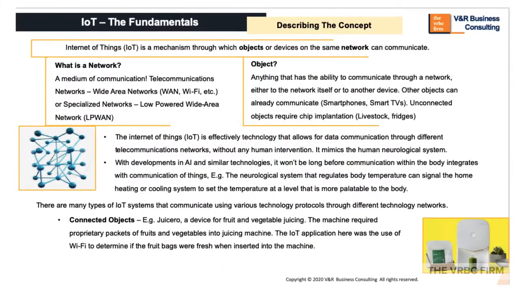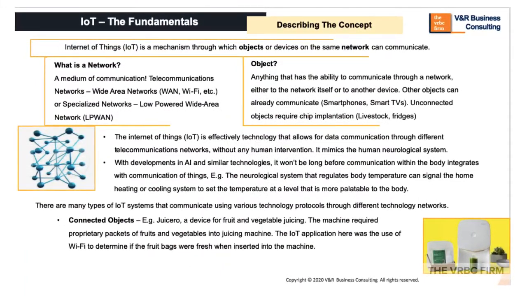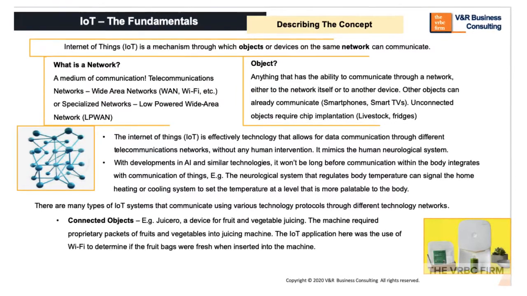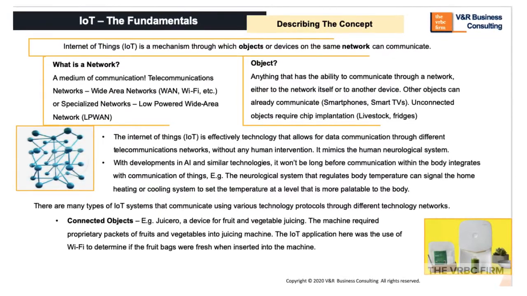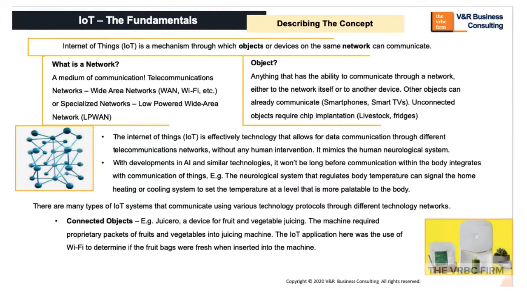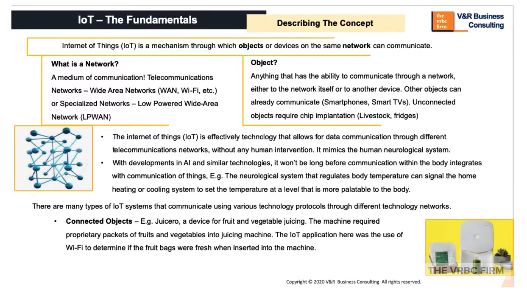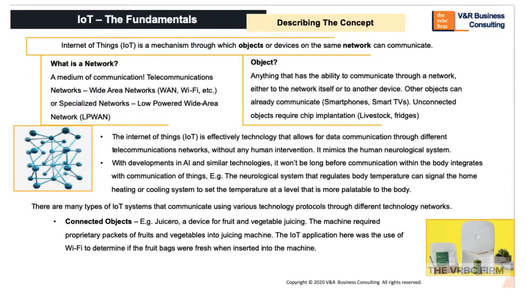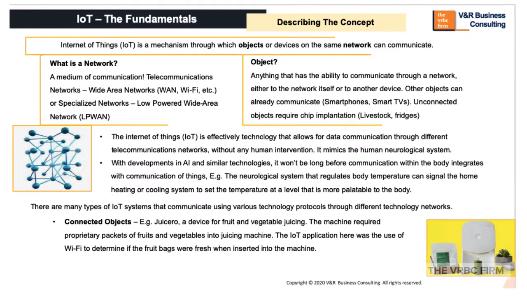Connected objects refer to devices that have a built-in digital communication mechanism. These are typically electronic devices such as TVs and phones on the consumer electronics side of things, or mining machines or manufacturing equipment on the industrial side.